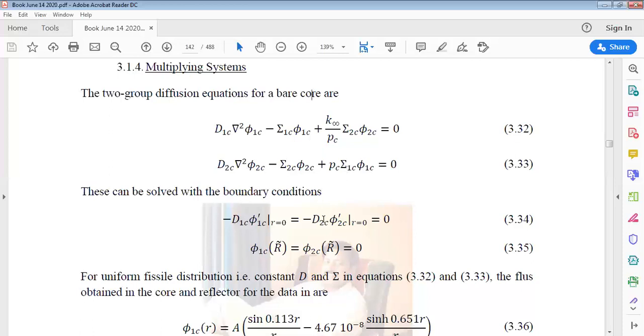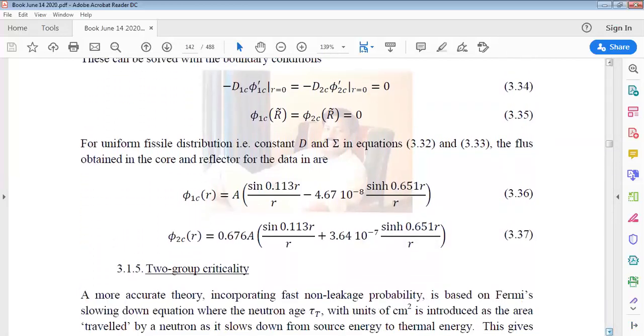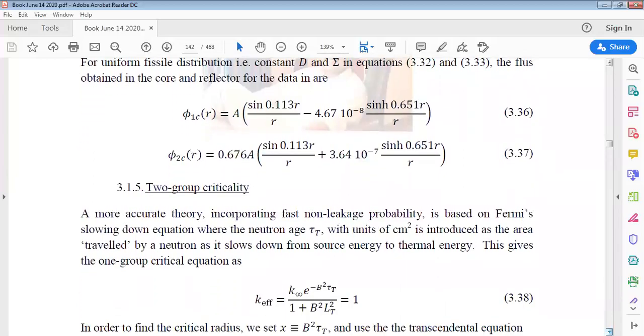Now, again, the boundary conditions, let's say you've got nothing coming in from a direct source over here. So I'll put both those to 0, and at the extrapolated boundary, which is R bar, which is the physical boundary plus the extrapolation distance, both the fluxes vanish. Now, again, if you assume a uniform material, i.e. no space dependence in the material properties, then D and sigma are constant, and you see what a convenient expression we get.